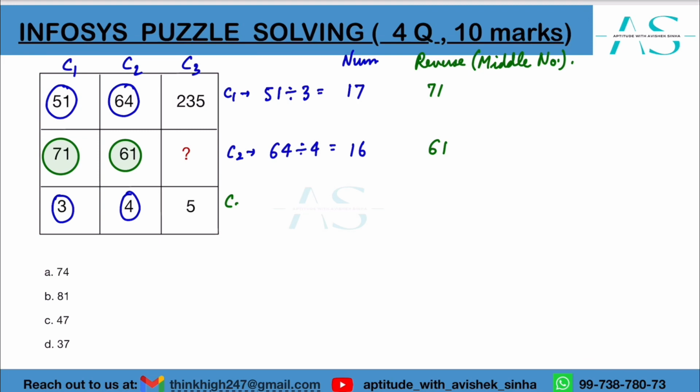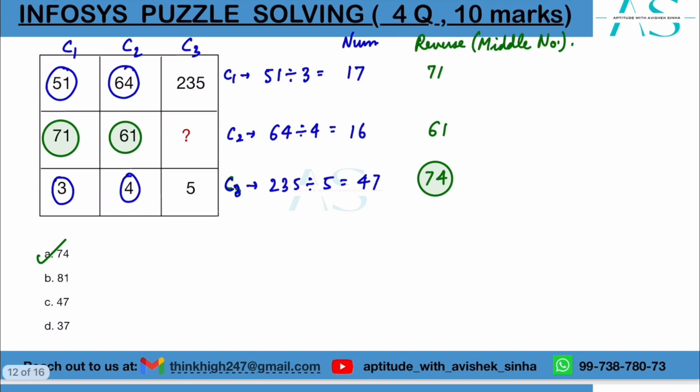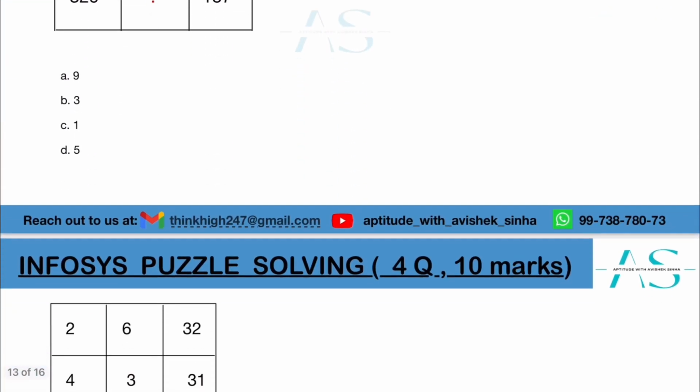Alright. Column number 3, what do we have? 235 divided by 5, 4 times, 7 times. Taking the reverse of 47, it is 74. Do we have 74 as one of the options? Yes, it is the first option. So that is my answer. 74 seems to be the correct one. Okay, moving forward.